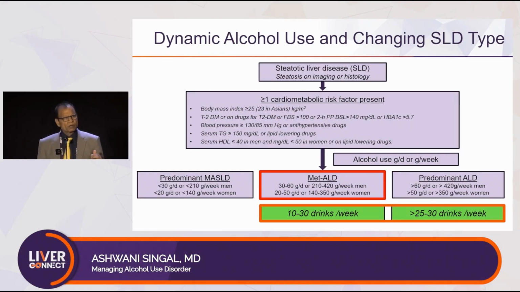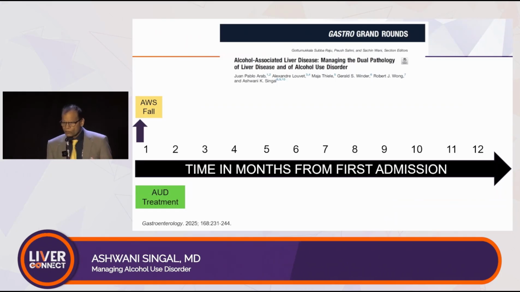So this is something to remember, not only when you are treating these patients or addressing alcohol use disorder in clinical practice, but also when you are enrolling in clinical studies, because alcohol use is the major factor in deciding what kind of steatotic liver disease the patient has. So the phenotype might change depending on the frequency and the severity of drinking.